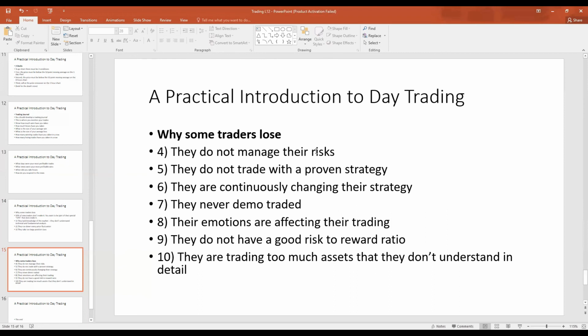The next reason why traders lose is because they are continuously changing their strategy. This is another problem. If you have a strategy, you need to stick with your strategy. You don't change your strategy every 2-3 days. That doesn't make sense. You need to have a strategy. You can start off with 2 or 3 strategies. You might have a strategy to ride the momentum, to ride the trend. You might have a strategy to trade against the trend.